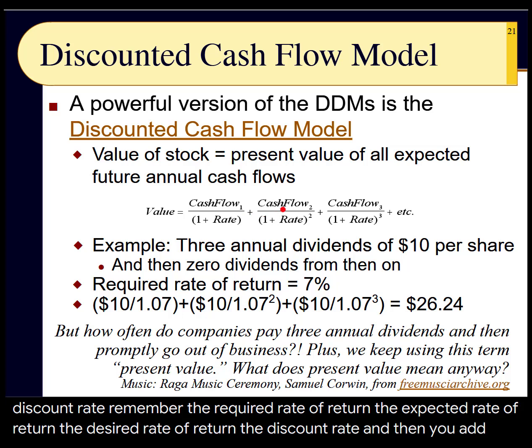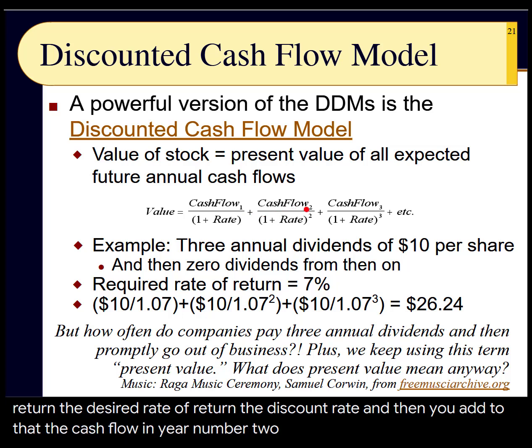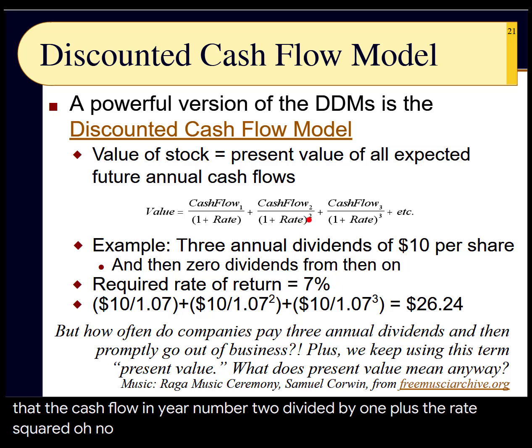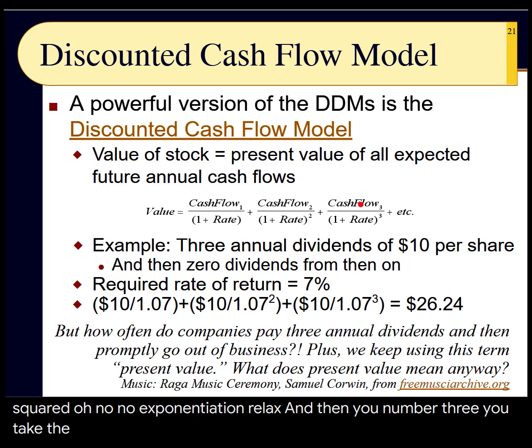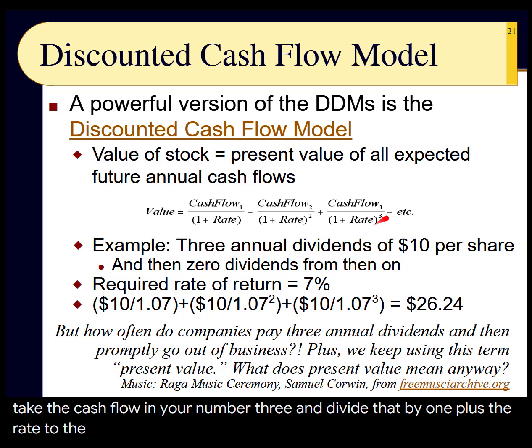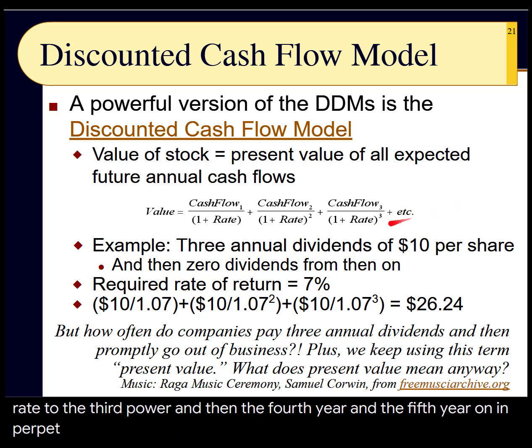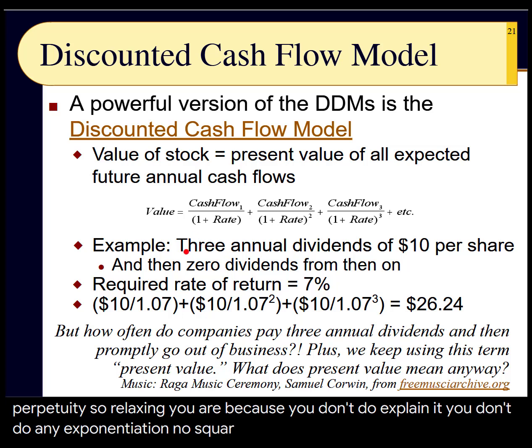And then you add to that the cash flow in year number 2 divided by 1 plus the rate squared. Oh no, exponentiation. Relax, you don't have to do it. You can if you want, if you like exponents. And then in year number 3, you take the cash flow in year number 3 and divide that by 1 plus the rate to the 3rd power, and then the 4th year and the 5th year on in perpetuity. So relax, you don't have to do any exponentiation, no squaring, no 3rd power. Let's take a look at an example.